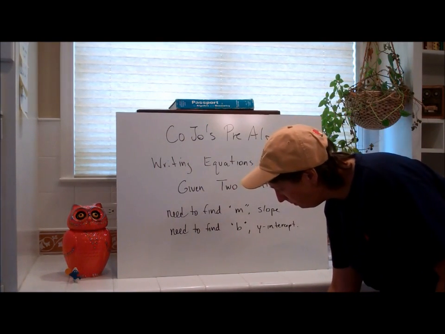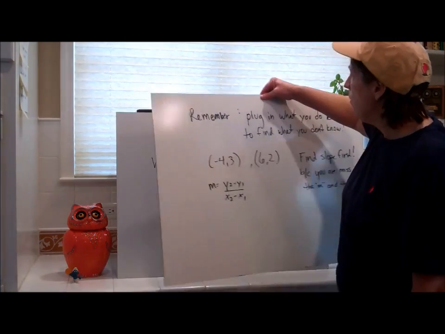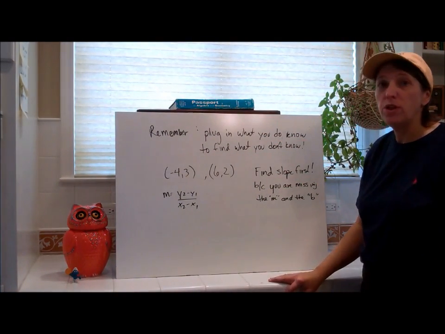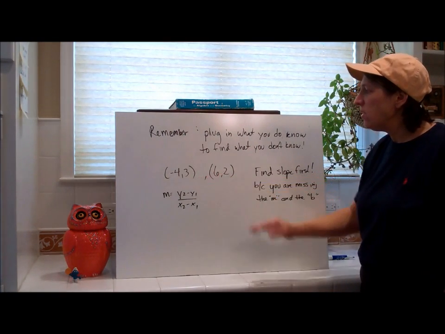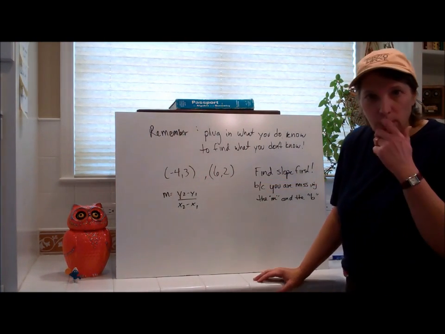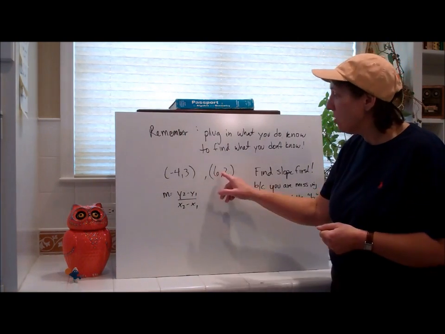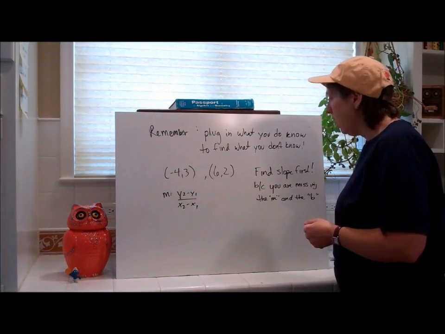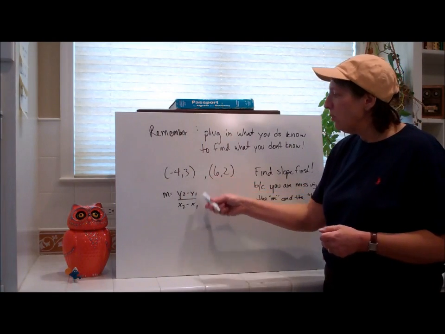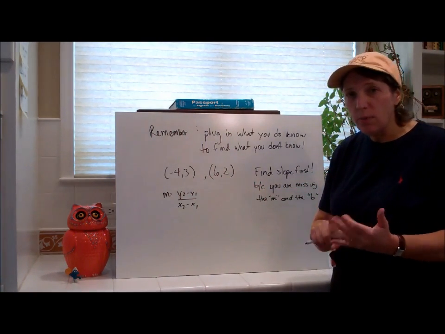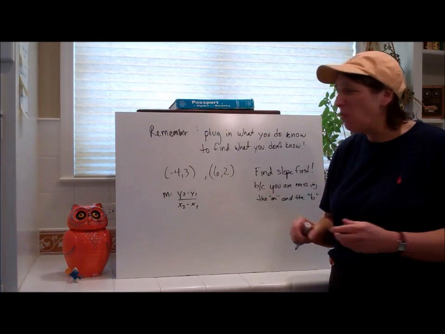So let's move on. Alright, so I want you to remember the rule of plugging in what you do know to find out what you don't know. If I give you these 2 points and you have no other piece of information, do you see that you have the knowledge to find the slope? Very good. You're going to use these 2 points to find the slope first, because you're missing the slope and the y-intercept, and we got to start somewhere.